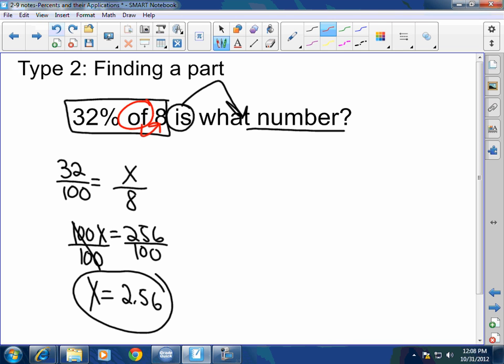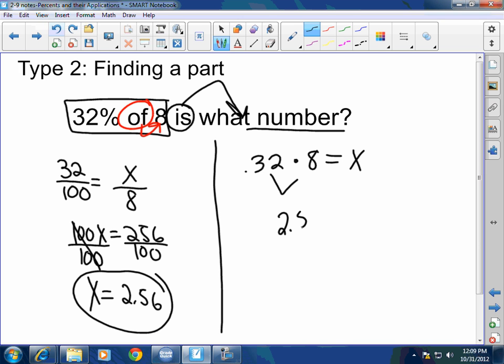Okay? Now, if we want to do this by equation, 32%, 0.32 times 8 equals x. When you multiply 0.32 times 8, I promise you, you get 2.56, which equals x. Again, it's a number, not a percent, so you do not put a percent sign.